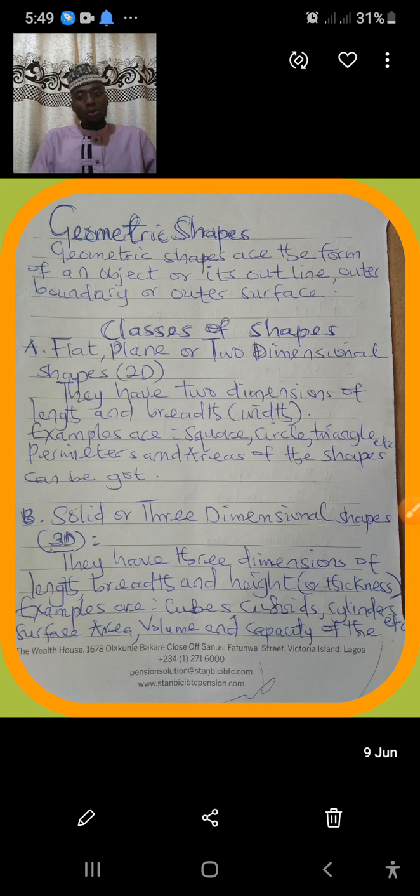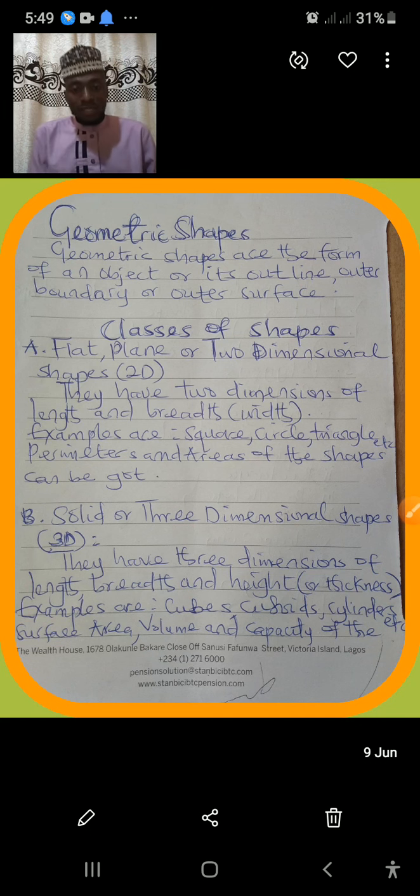So you'll be asked to look for perimeters and areas of these flat shapes. They ask you, look for perimeter of square, area of square, perimeter of circle, area of circle, perimeter of triangle, area of triangle, and for the other flat shapes.